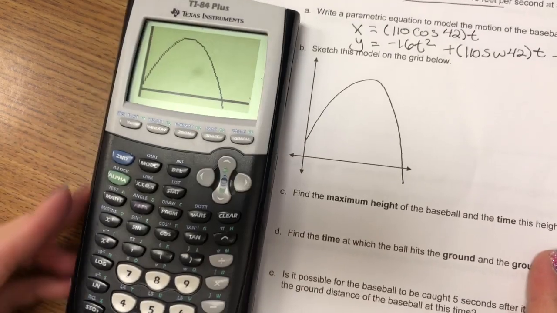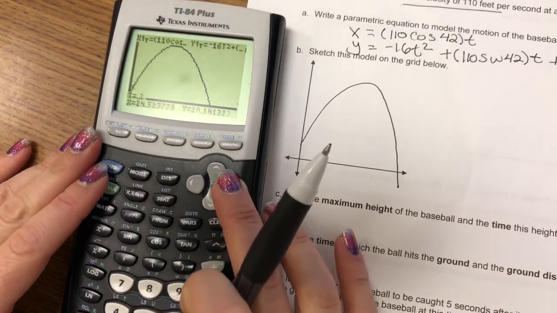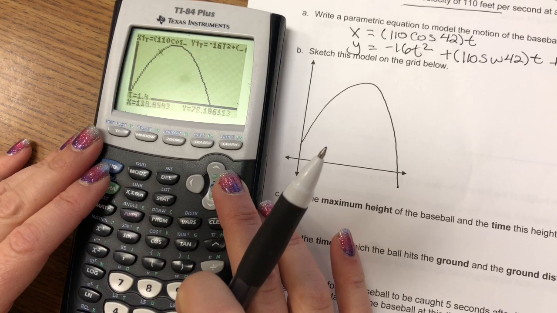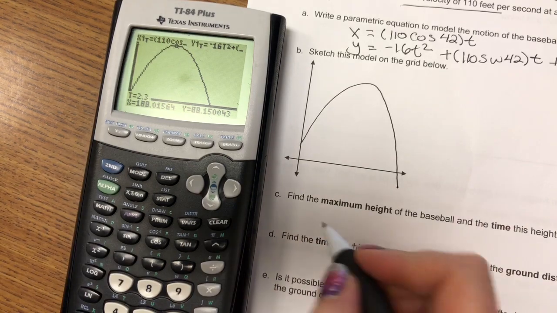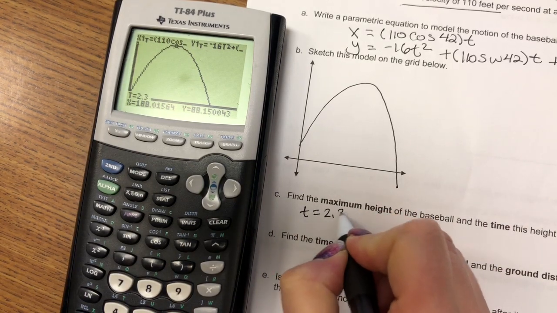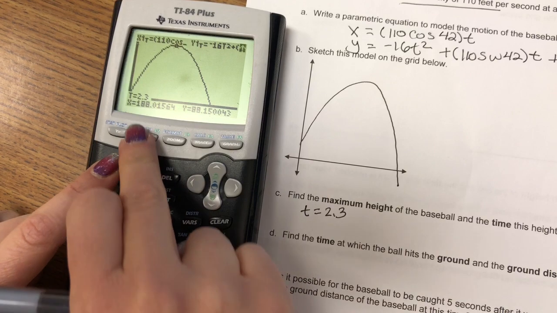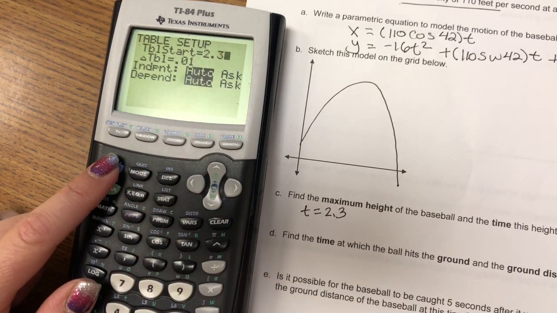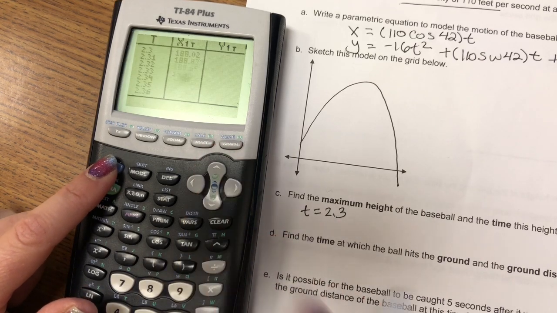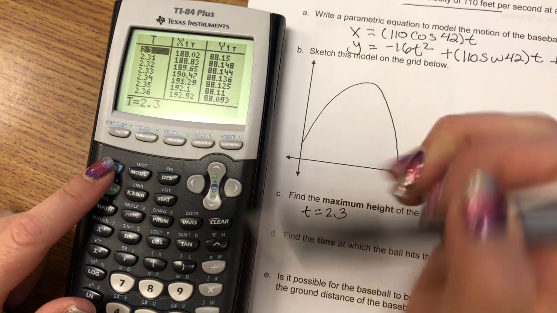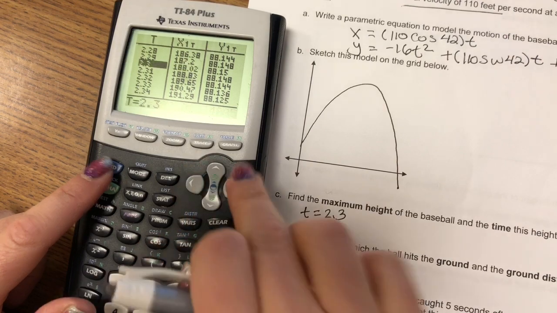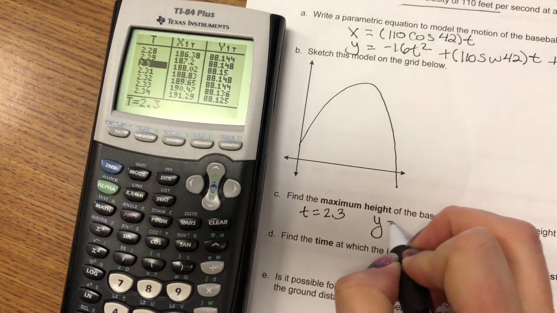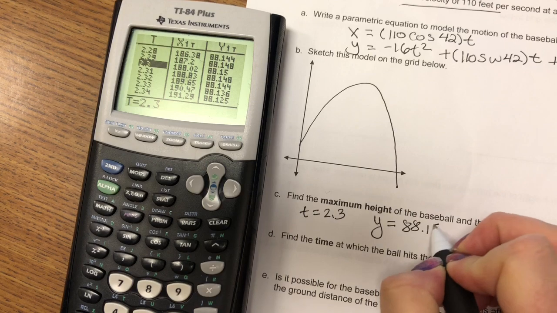All right, find the maximum height. So I'm gonna hit trace and go near the maximum. Now that looks like it's near 2.3 time. So I'm gonna go second window, change my table start to 2.3 and leave delta table as 0.01. Second graph, and I'm gonna look for the highest value. It looks like it was right exactly at 2.3, and the height is 88.15 feet.